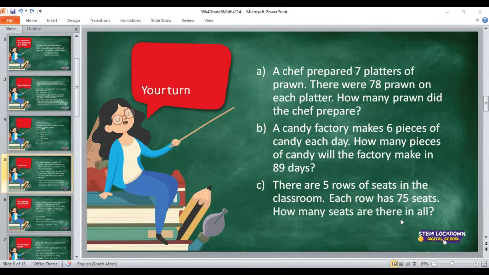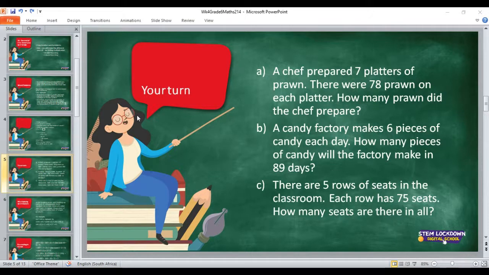Now we are doing our second one, where we have 6 candies that are being made in 89 days. What will be the answer? Okay, I see here there's one from Luandle. Thank you, Luandle. It is a correct answer, 534. All right, in 89 days, there will be 534 candies that are being made.